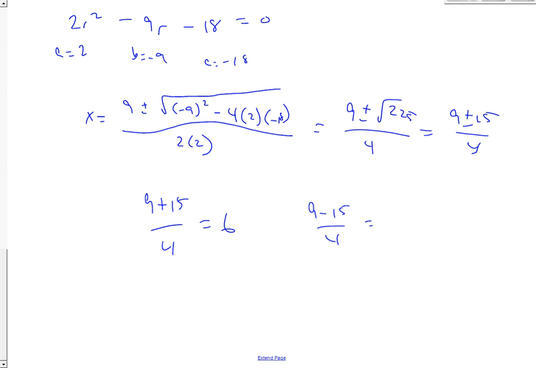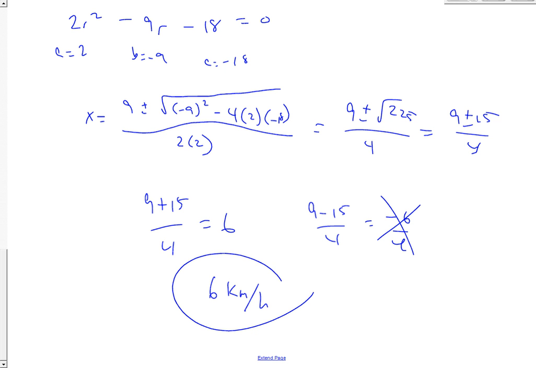9 minus 15 is negative 6 over 4, which is a negative speed, which is not possible. So 6 kilometers per hour is our speed.